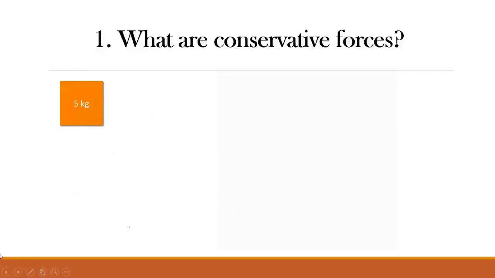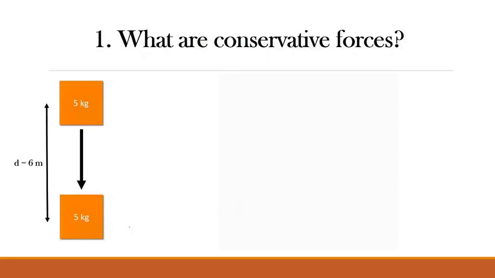Consider one block which has a mass of 5 kg, which moves in the downward direction, so that this block will be displaced by 6 meter. Now let us calculate the work done by using the relation work done equal to F d cos theta, where F is the force which is equal to mg, m is the mass, g is the acceleration due to gravity, d is the displacement and theta is the angle between these two.